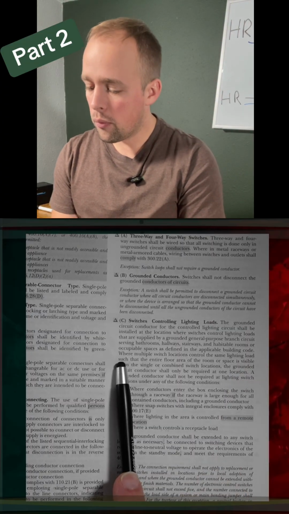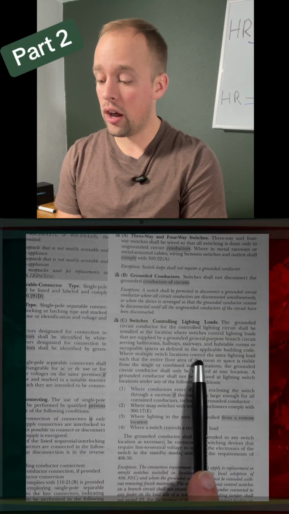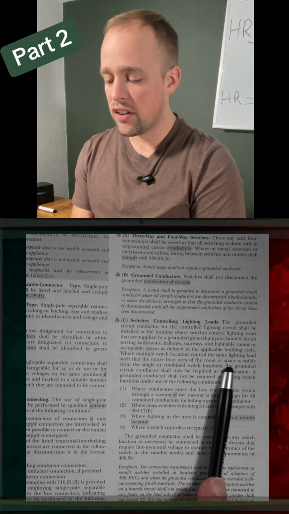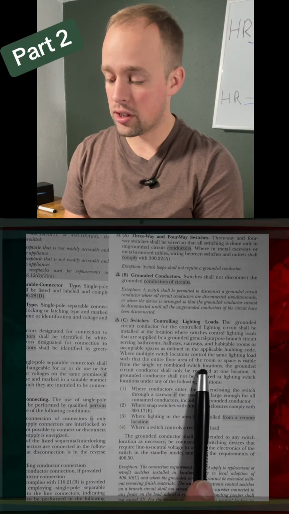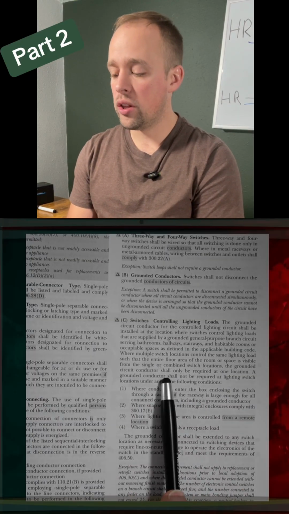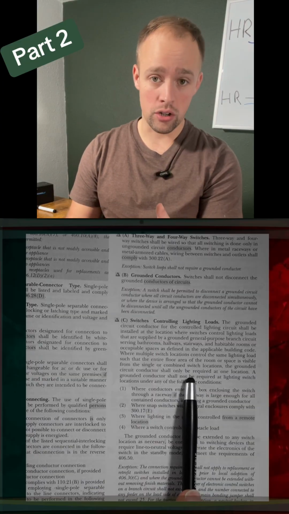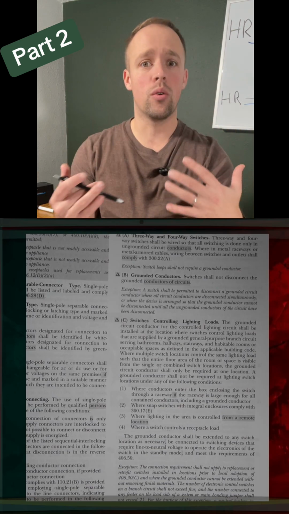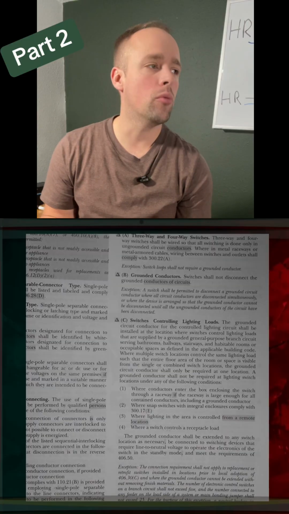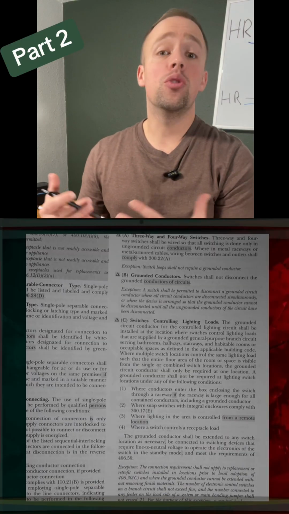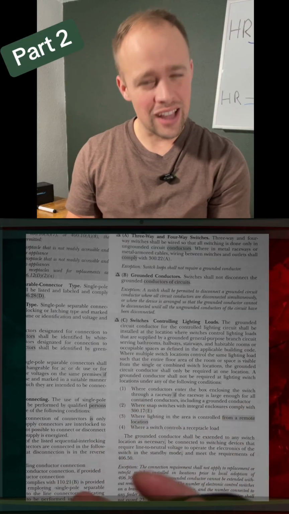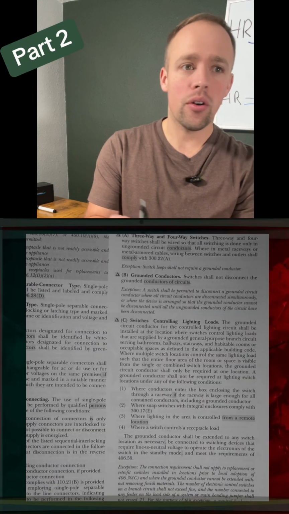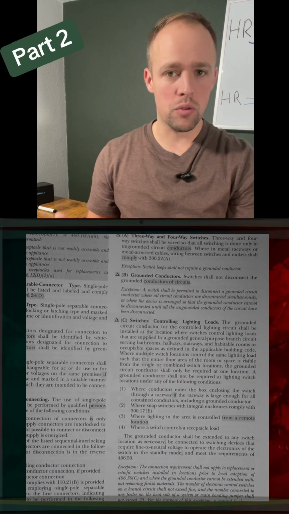Let's read. Where multiple switch locations control the same lighting load, such that the entire floor area of the room or space is visible from the single or combined switch locations, the grounded circuit conductor shall only be required at one location, okay? So if you're in a room and there's multiple switches that control the same lighting source such that it illuminates the entire room, only at one of those locations do you actually need a neutral. So that's why we're allowed to use switch loops in other locations, because there is a true neutral at one of those switch boxes, okay?